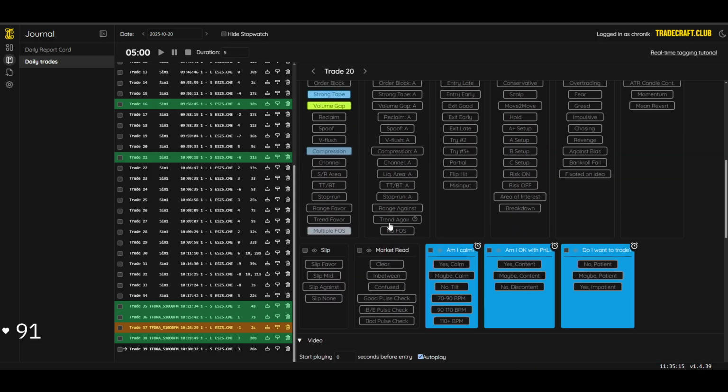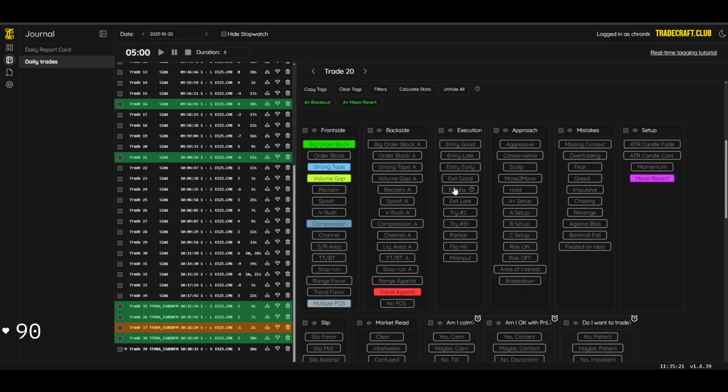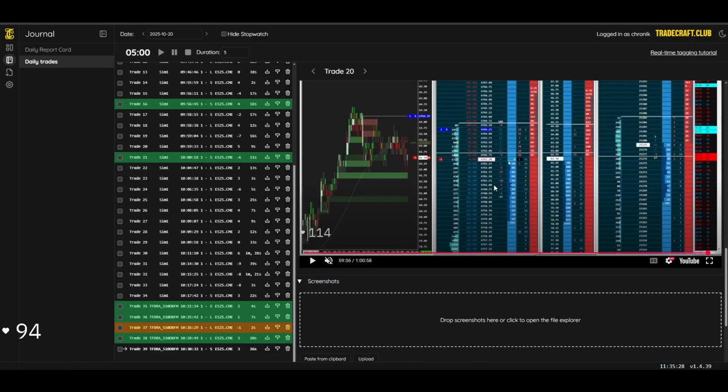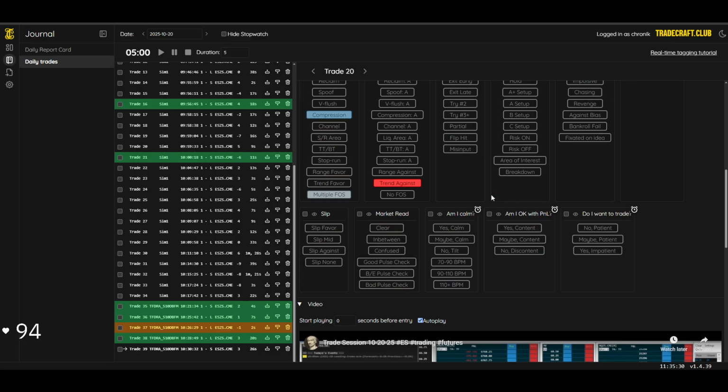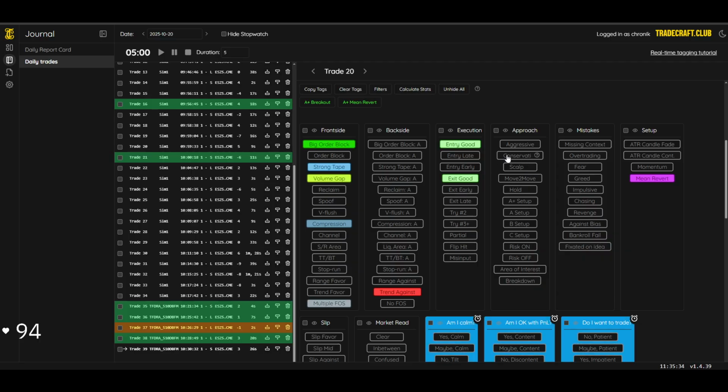Against me, I was against the trend, technically. This was a mean reversion. I did not have any ATR candles to fade. Entry good and exit good. I think I got out at the right time, although it did puke quite a bit after. I just think, considering the location, this was a good exit.